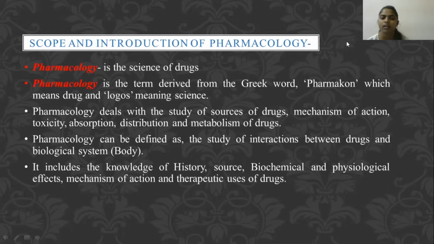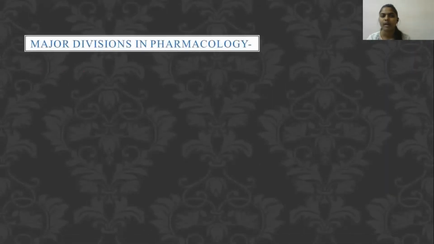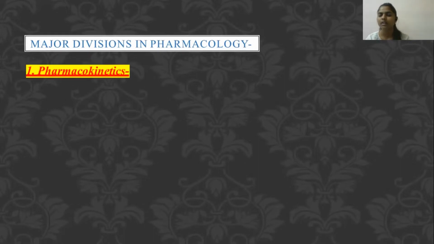Pharmacology can also be defined as the study of interaction between a drug and the biological system. The biological system is the body. It includes the knowledge of history, sources, biochemical and physiological effects, then mechanism of action and therapeutic uses of drugs. Pharmacology is majorly divided into two types, that is pharmacokinetics and pharmacodynamics. So let's discuss one by one, what is meant by pharmacokinetics.